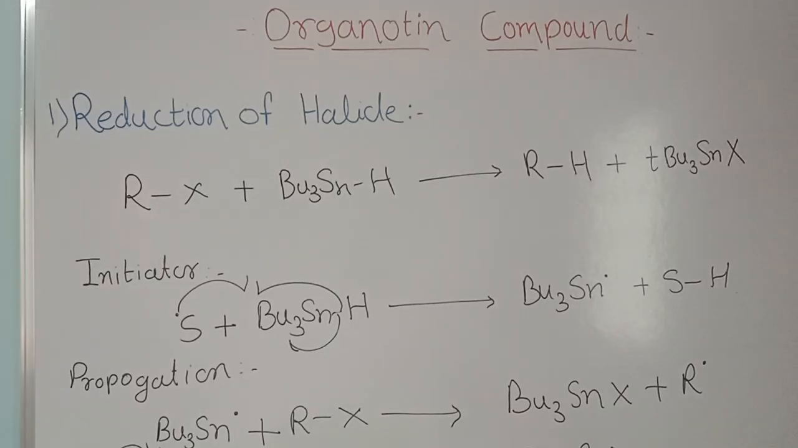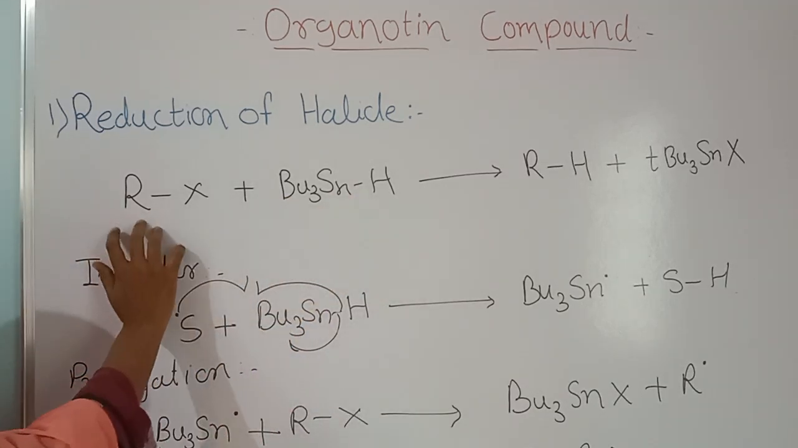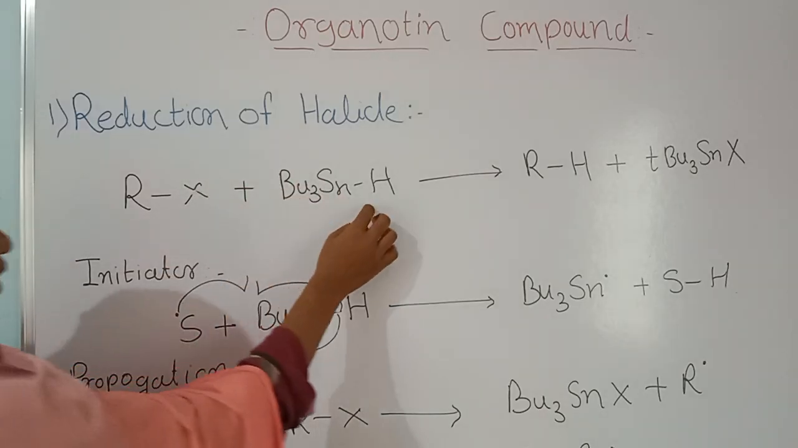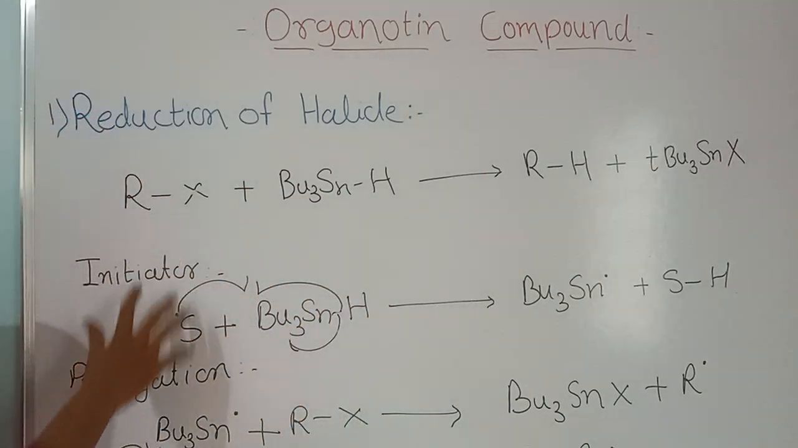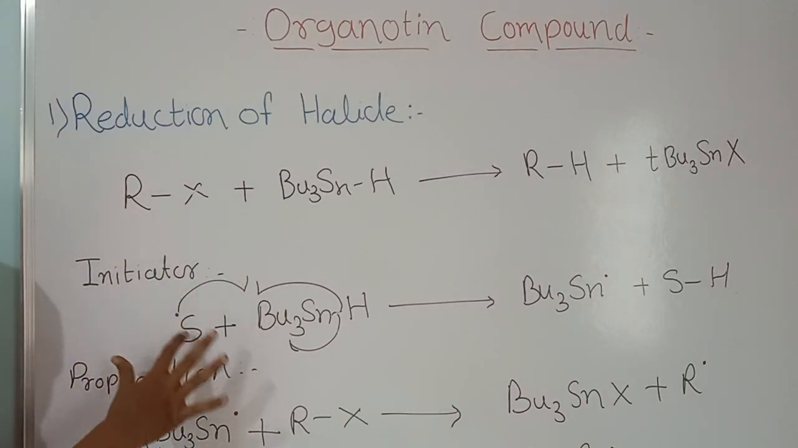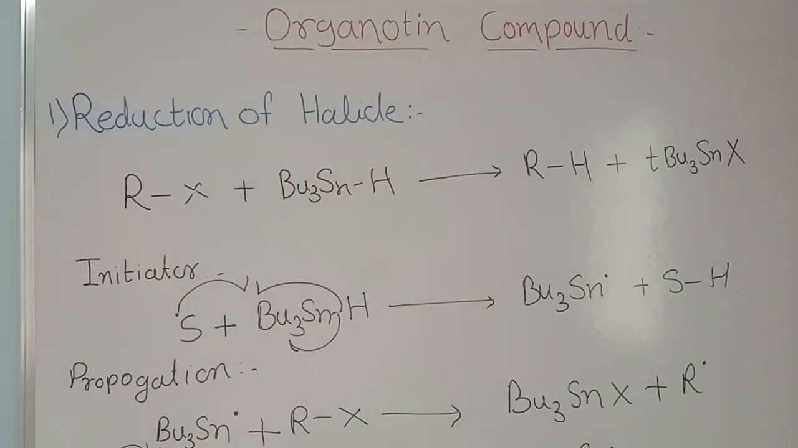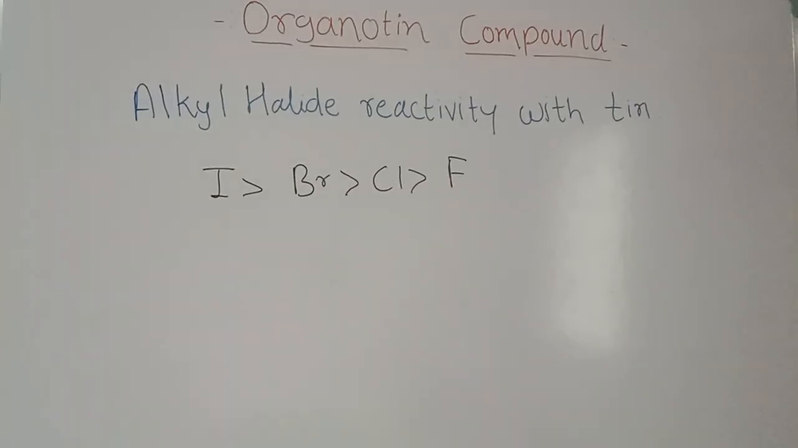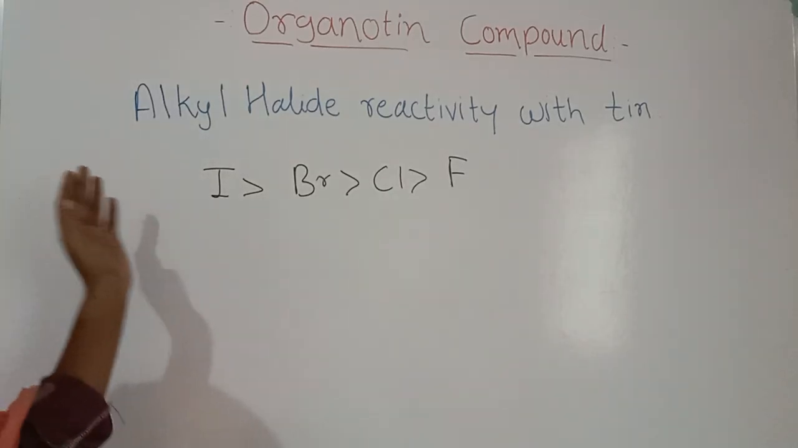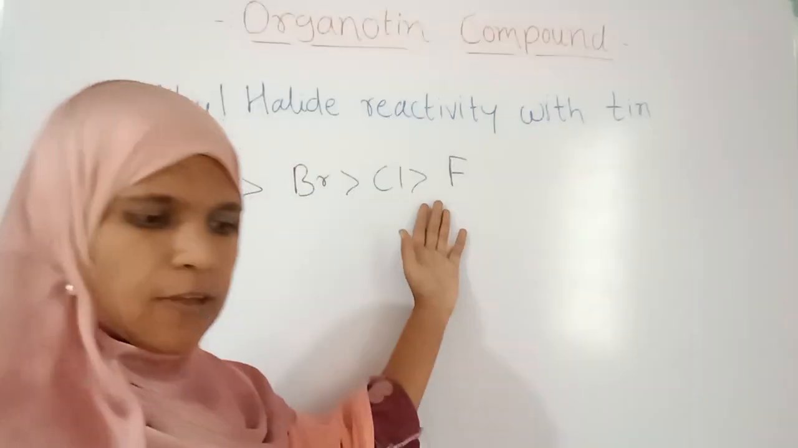Got it? First, our alkyl halide reacts with tributyl tin hydride. Then the halogen is replaced by a hydrogen atom. This is a free radical mechanism. In this case, the radical acts as an initiator, then propagation takes place. The reactivity order of alkyl halides with tin is first iodine, bromine, then chlorine, and lastly fluorine.